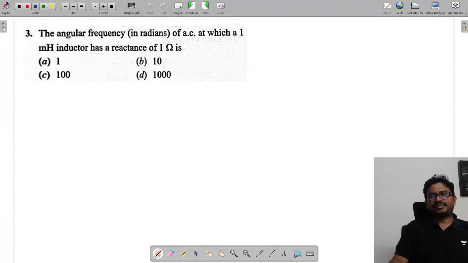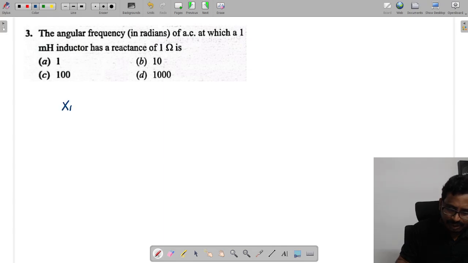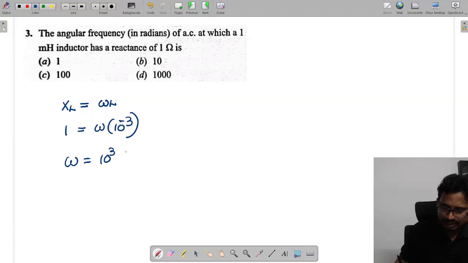The angular frequency of an AC circuit at which a 1 mH inductor has a reactance of 1 ohm. What is the reactance of an inductor? It is given as omega L. They are saying the reactance is 1, omega we need to calculate now, and L value is 1 into 10 power minus 3. So omega is equal to how much? 10 cube. So this is radians per second.